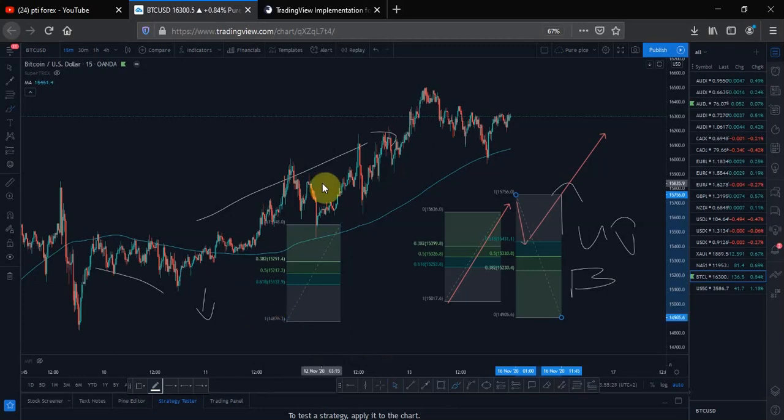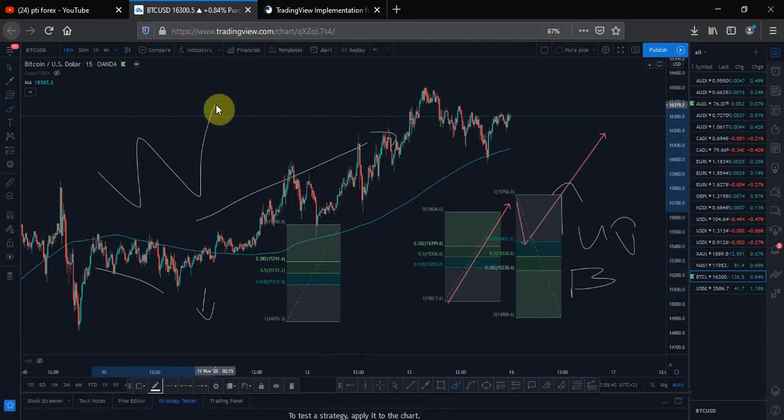Simply, when it's an uptrend, you just look for your previous low. I will not make an example of this chart. I will make an example when I'm showing you the entries, but for now I will just do a sketch here.